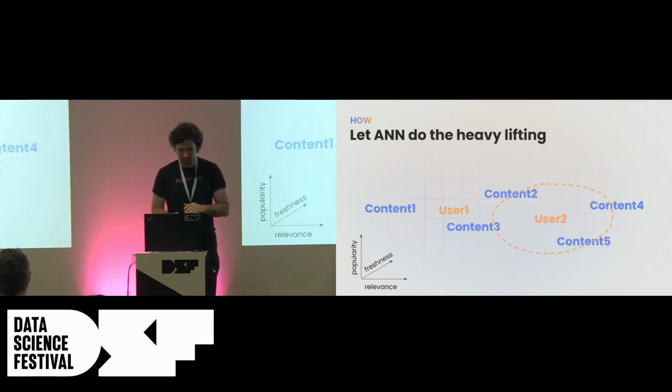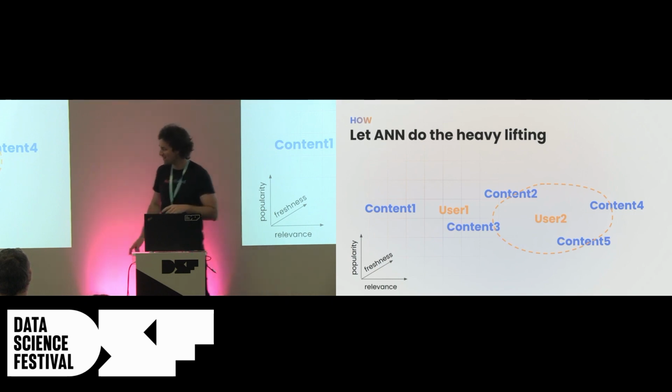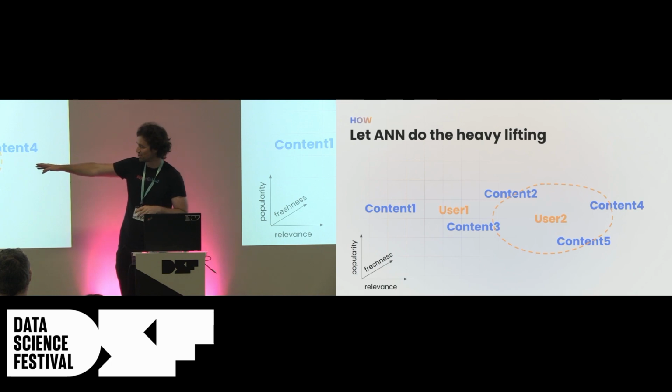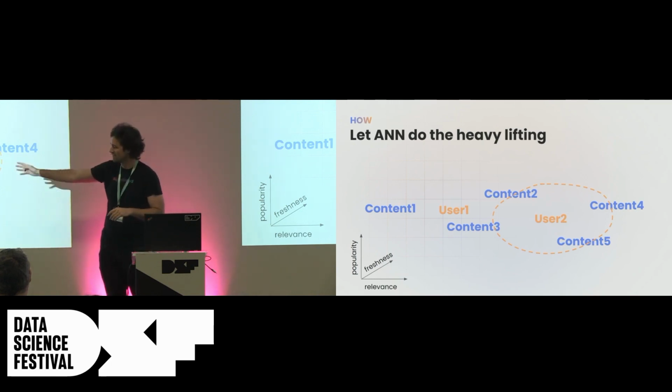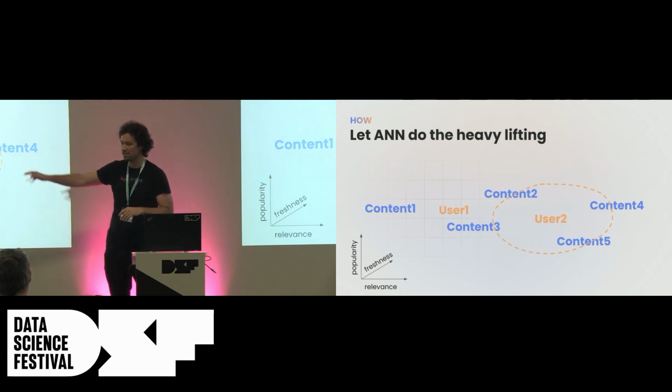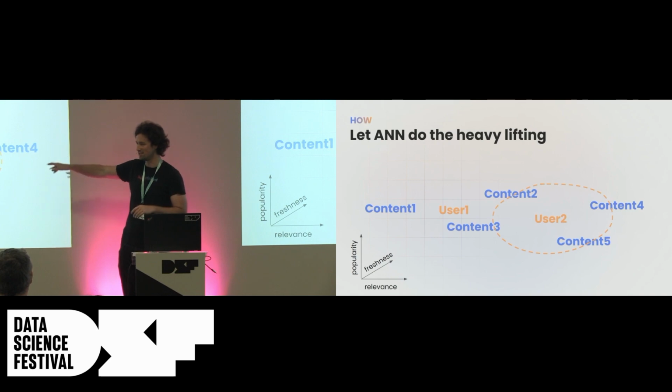And in the end, just think about something like this, right? Imagine a space that has basically those three hyperdimensions, those three clusters of coordinates. In this case, it would be relevance, popularity, and freshness. And then all your users and content are points in that space, right?